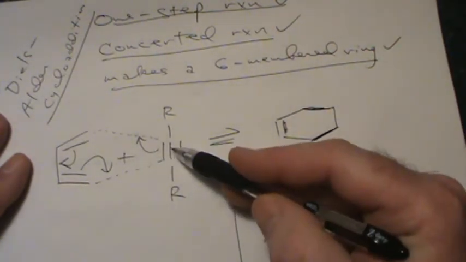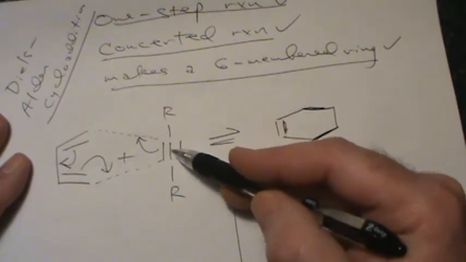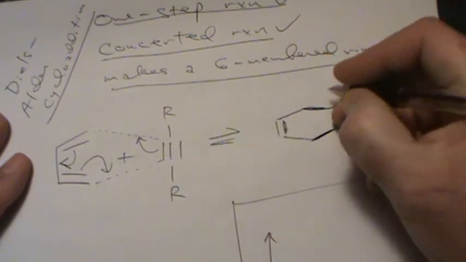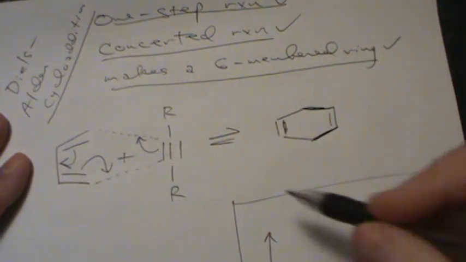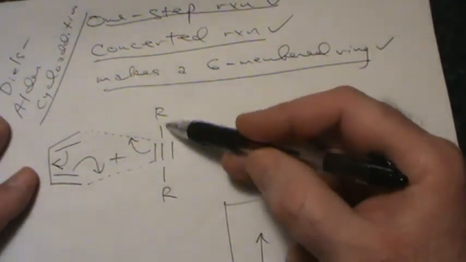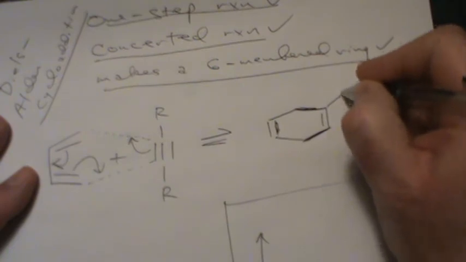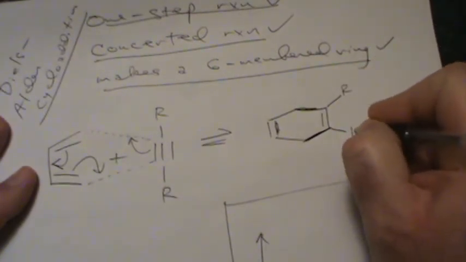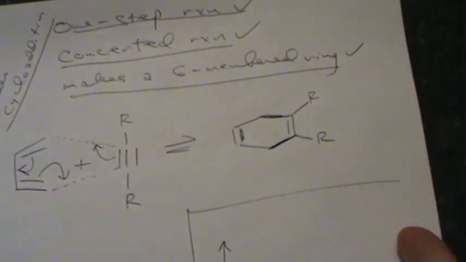But look, this was an alkyne. So there's still one pi bond left in this location here. It's not a new pi bond. It's one of the existing pi bonds from the alkyne. And the R's are still there. So my product looks like that.